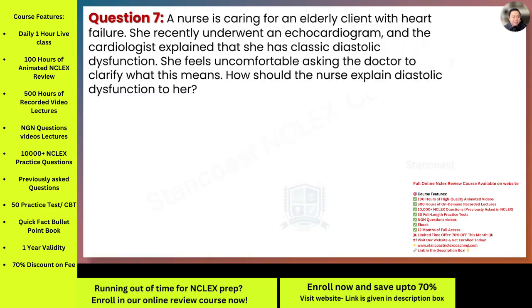7. A nurse is caring for an elderly client with heart failure. She recently underwent an echocardiogram, and the cardiologist explained that she has classic diastolic dysfunction. She feels uncomfortable asking the doctor to clarify what this means. How should the nurse explain diastolic dysfunction to her?